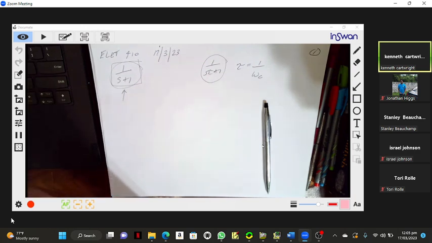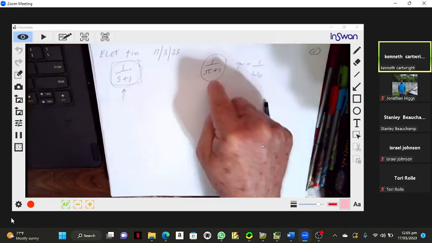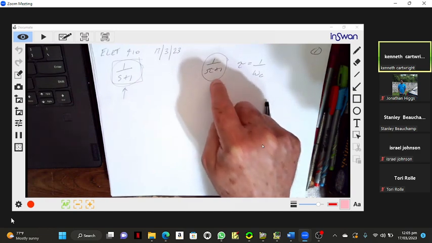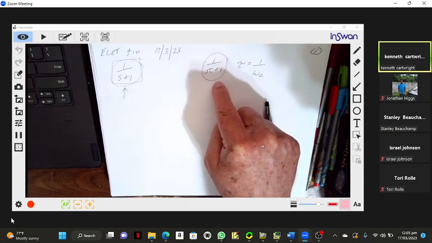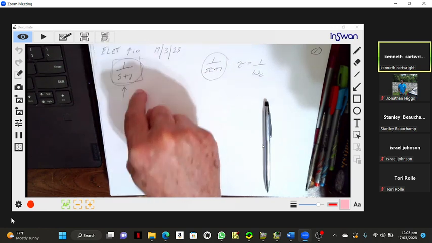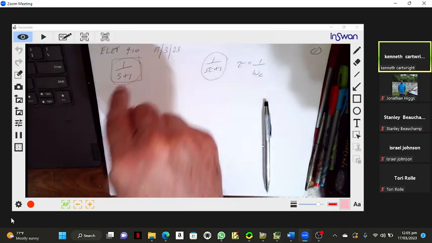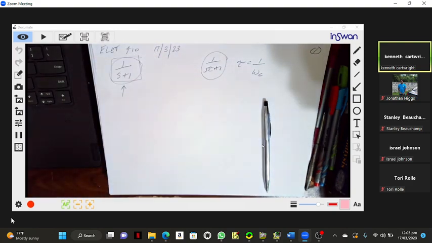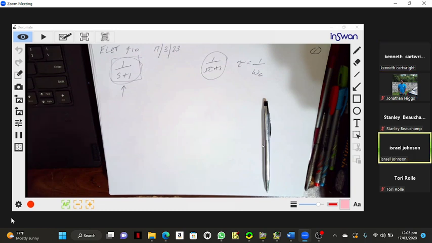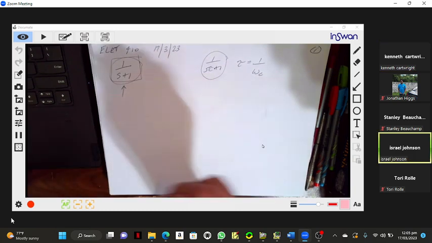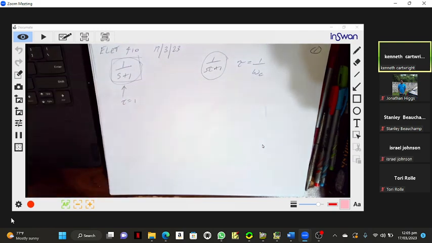Do you all not understand what's happening here? This is a general equation for any first order low pass filter. This is a particular low pass filter. What is the tau value for this low pass filter? If tau is 1, then yeah, it wouldn't make no difference. Tau is 1. Tau is 1 second.